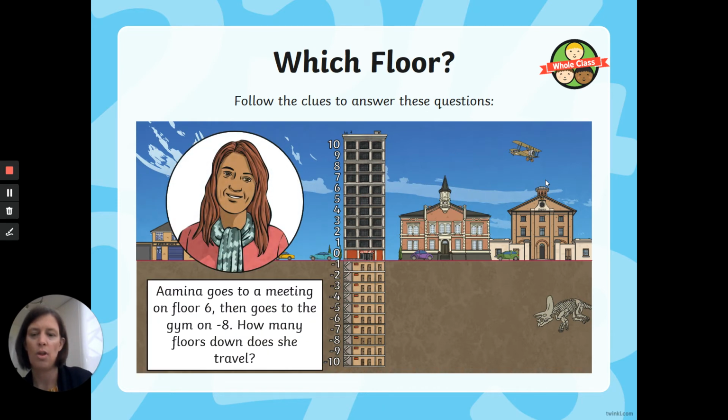Look at another one. Amina goes to a meeting on floor 6, then goes to the gym on floor -8. How many floors down does she travel? So she starts on floor 6 in her meeting and she goes down to floor -8. How many floors down will she travel? Let's have a look. Well done. She goes down 14 floors. Well done if you got that one.